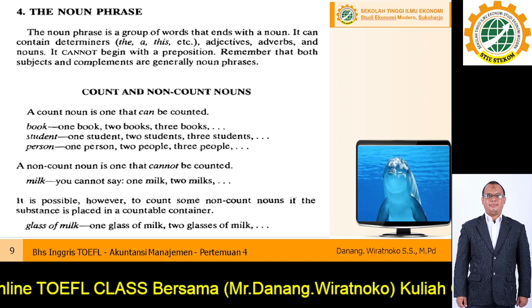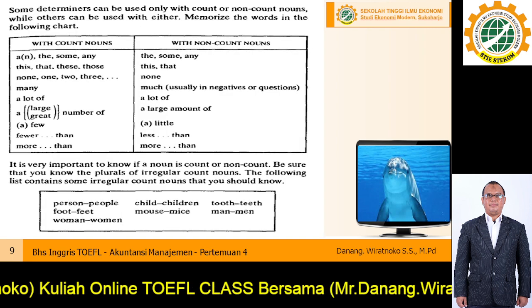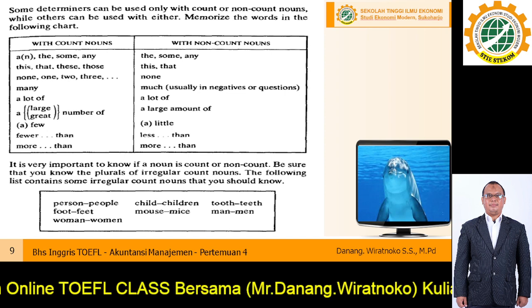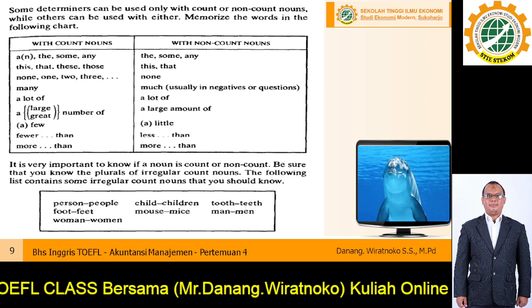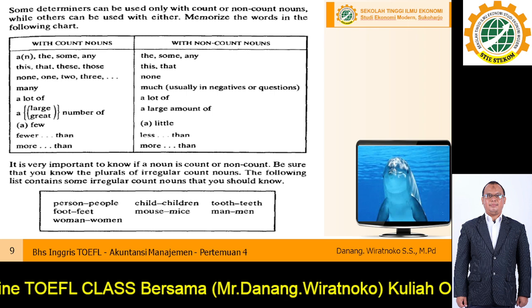Some determiners can be used only with count or uncountable nouns, while others can be used with either. Memorize the words in the following chart. We have with countables and without uncountable noun. Jadi kata-kata yang boleh digunakan dalam countable noun itu ada a, an, the, some, any, this, that, these, those, one, none, 1, 2, 3, many, a lot of, a large, a great number of, a few, fewer than, more than. Itu kita bisa gunakan dalam bentuk countable noun.